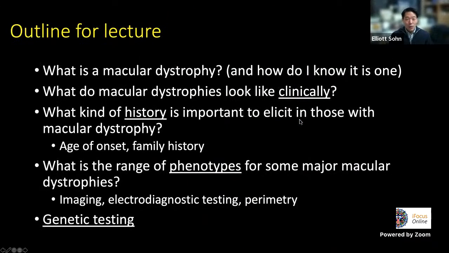Okay, so we're going to talk about first what a macular dystrophy is. What do these look like clinically? What might you expect to see on a fundus exam? What are the things you want to ask about when a patient comes in if you're trying to determine if they have a macular dystrophy? A couple important things would be the family history and the age of onset, among other things that we're going to talk about. The phenotype for macular dystrophies can range.